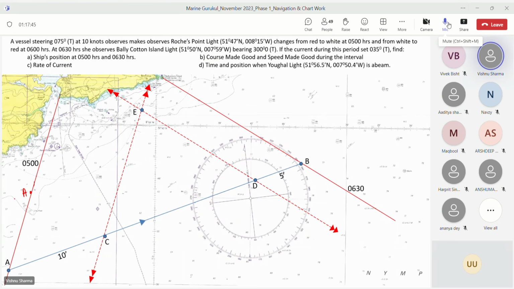If I draw the third PL first, will it change the method? Why should it change the method if I plot it?